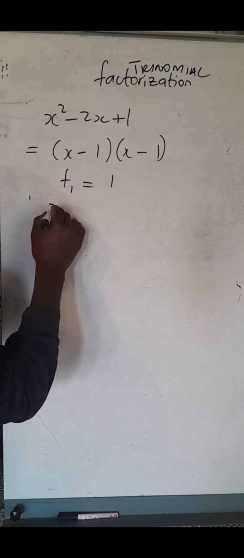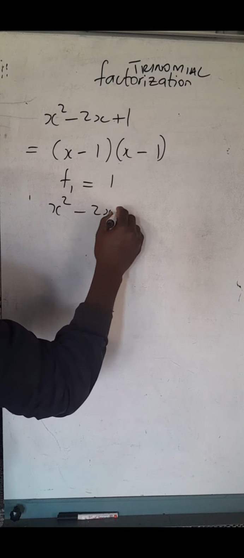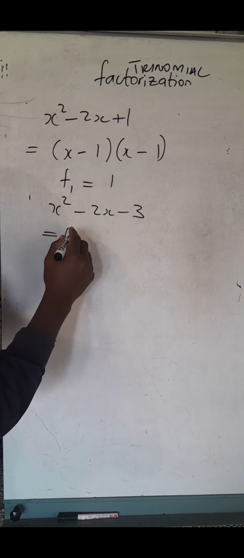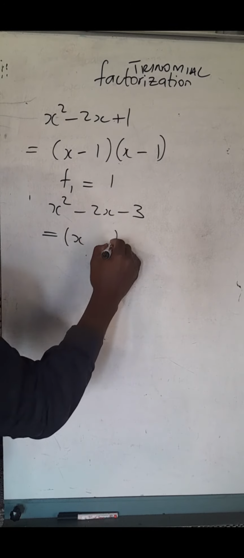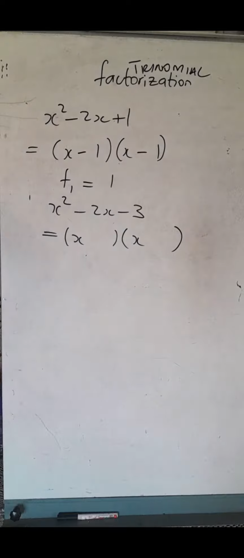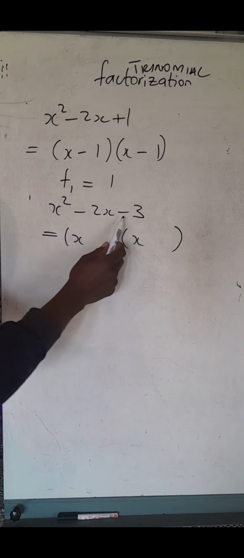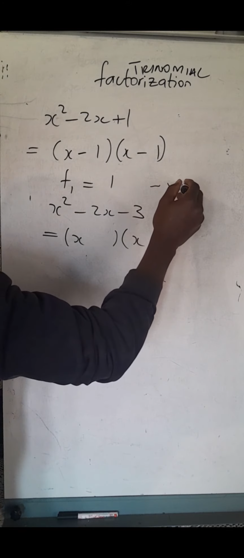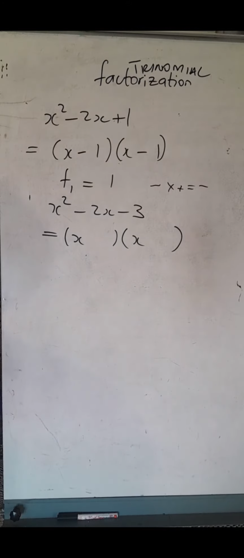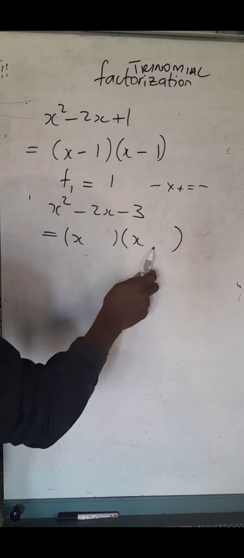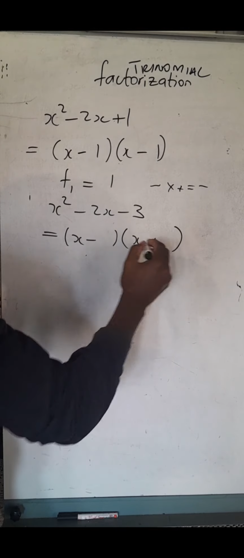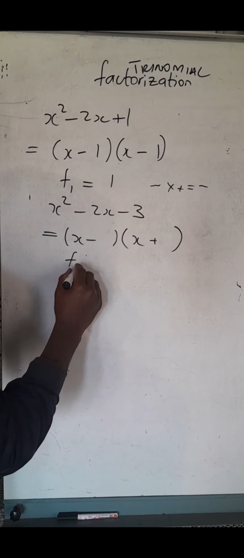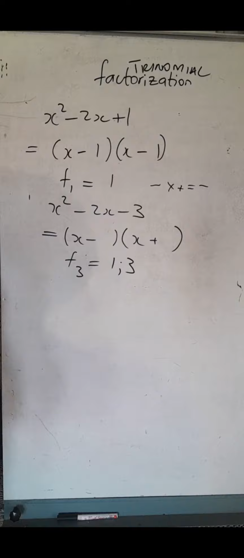Now let's look at another one. x squared minus 2x minus 3. Again, this number here, it has a positive 1 as its coefficient. So this is simply x and this is x. Now in this case, this number here is negative. So we know that negative multiplied by a positive is going to give us a negative. So the signs we're going to get in here, one will be negative and the other will be positive. Now we need to find the factors of this number 3, which is 1 and 3.